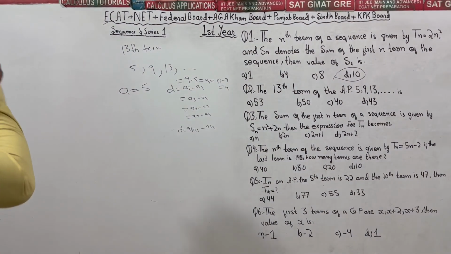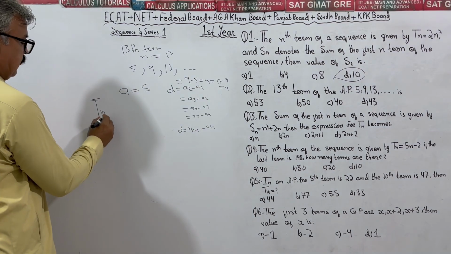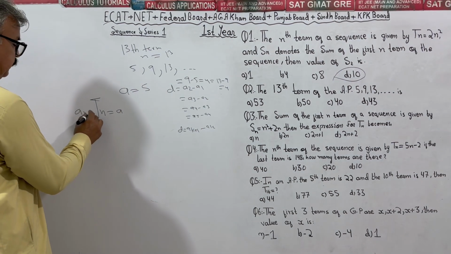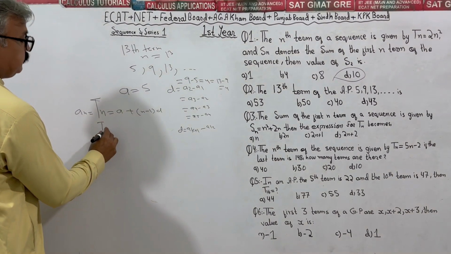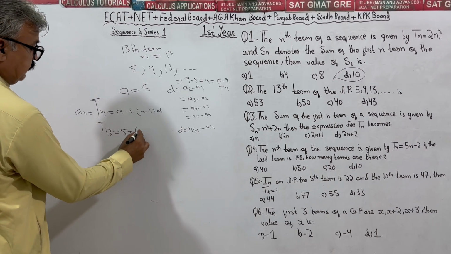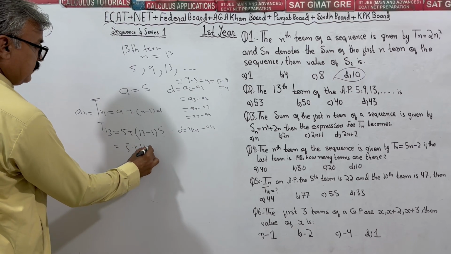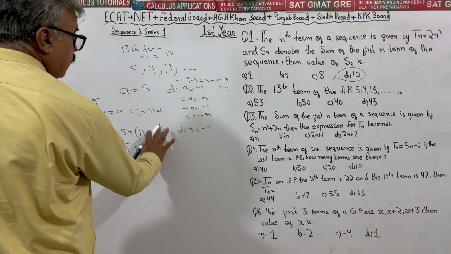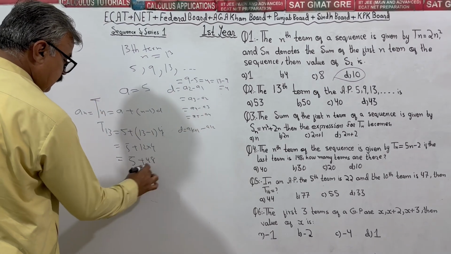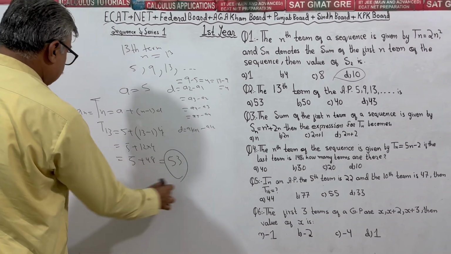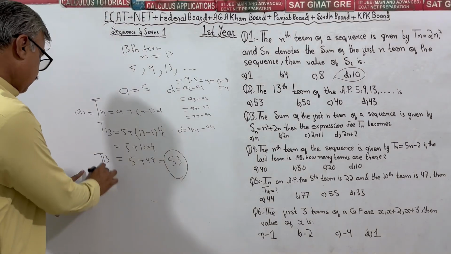And we are asked to find the 13th term, n is equal to 13. The nth term formula for arithmetic progression, Tn, some writers write An as well, is A plus (n minus 1) into D. For the 13th term, put n is equal to 13. A is our 5, plus 13 minus 1, 12 times D. D is 4. 12 times 4 is 48. 48 plus 5, it's 53. So the 13th term of this AP is 53.